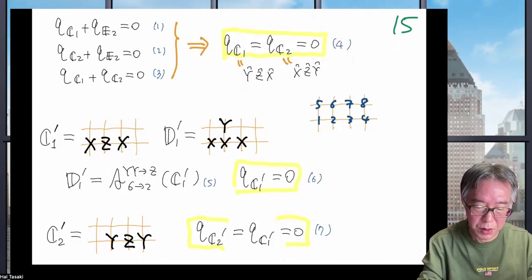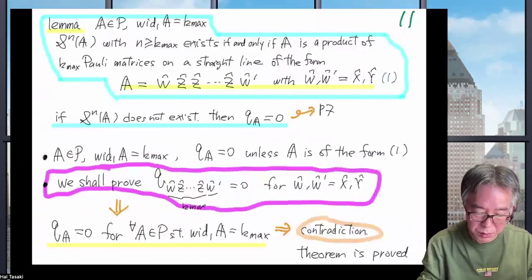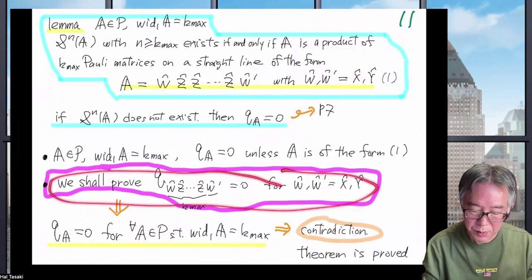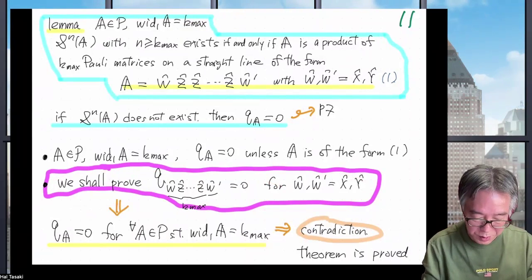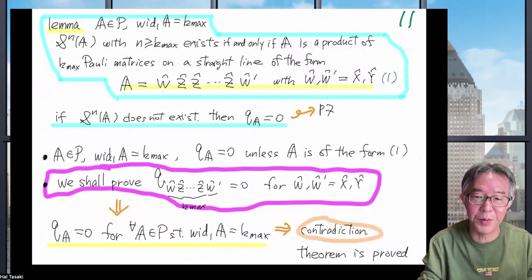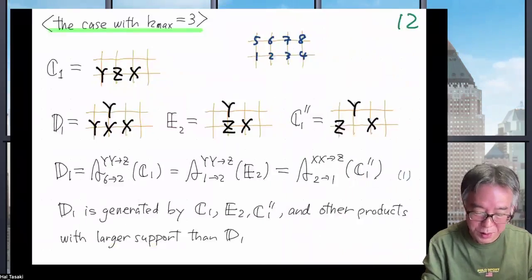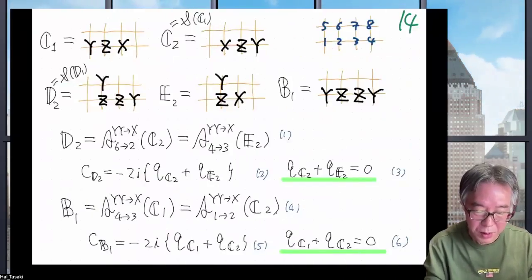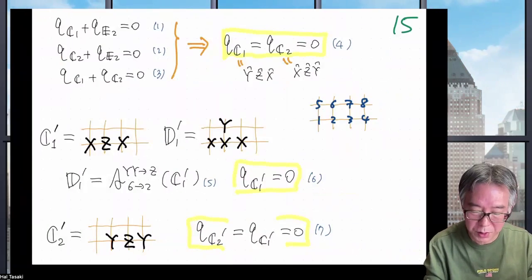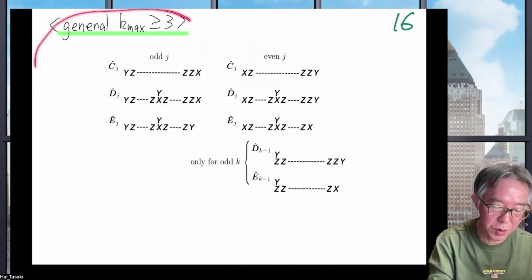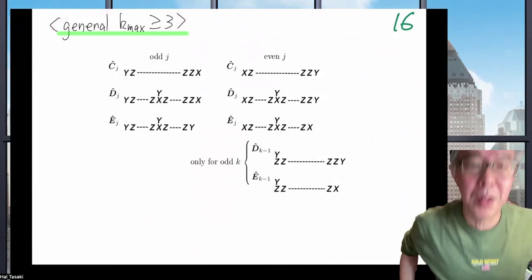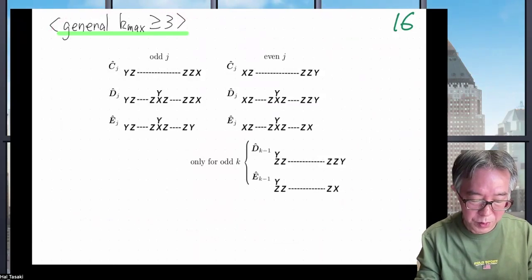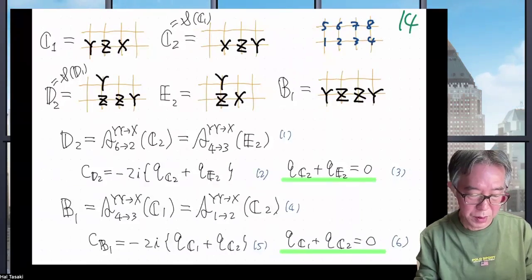We have shown that this is the case for k max equals 3. So the k max 3 case is done. If you're satisfied with k max equals 3, you have learned the complete proof of the absence of local conserved quantity. Of course, we have to go to the general case with k max greater than or equal to 3, and for this, you have to find a pattern out of this.